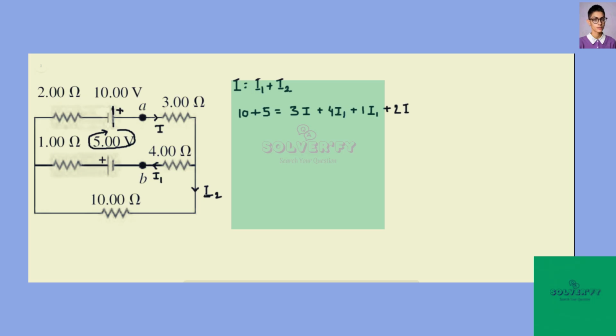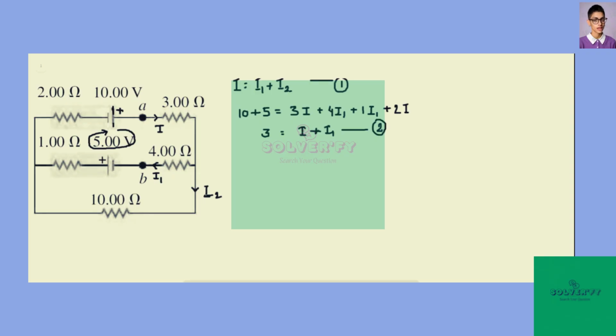So this should be equal to 3 equals I plus I1. This is what we found out from the first loop. Let me write this as equation 1 here, and this as equation 2.